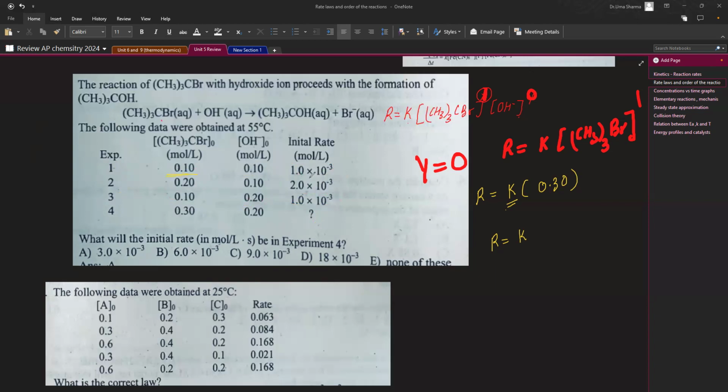I'm going to plug in this and going to plug in this. It is 0.10 raised to power 1 and the rate is 1.0 times 10 raised to power minus 3 molar per second. What's the K? K is 1.0 times 10 raised to power minus 3 divided by 0.1. And the answer is 0.01 units. You know, this is also molar, right? This is molar per second and this is molar.